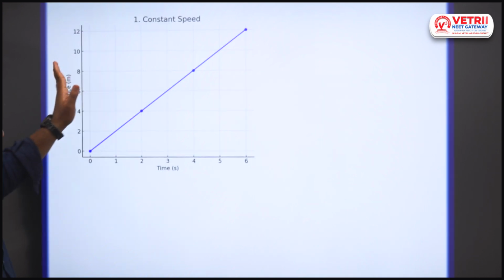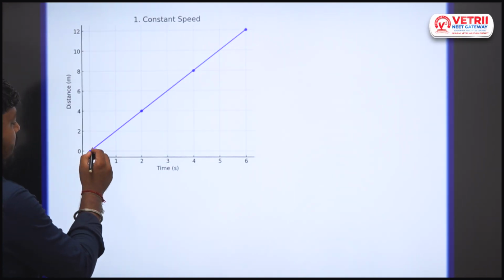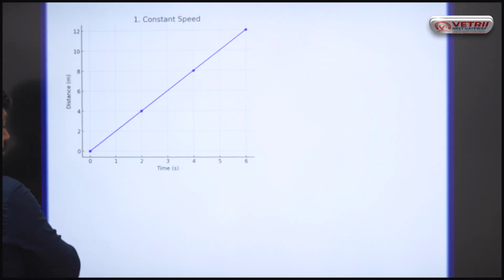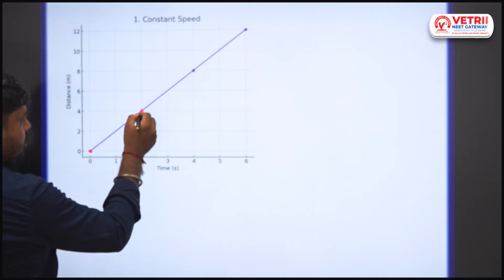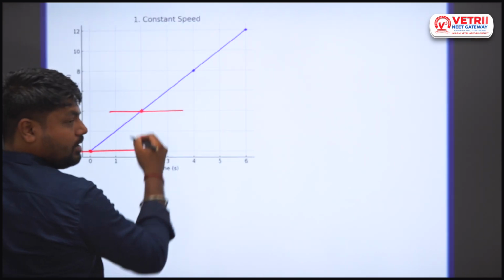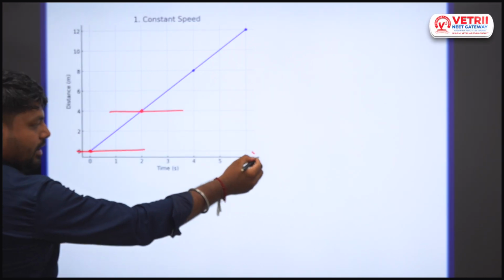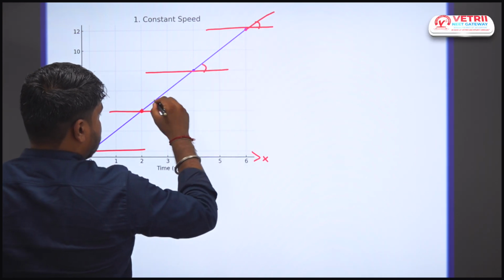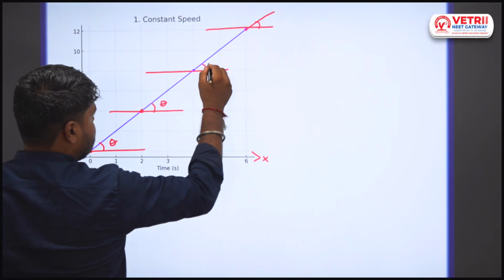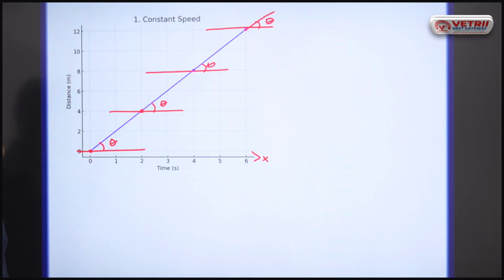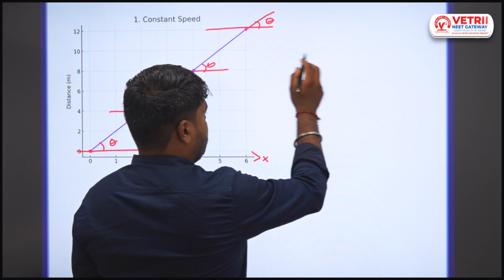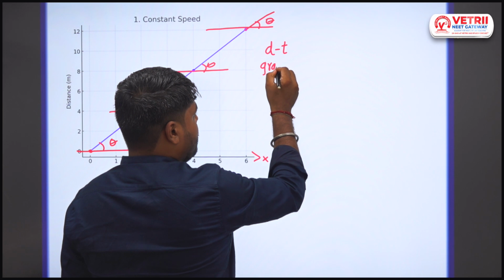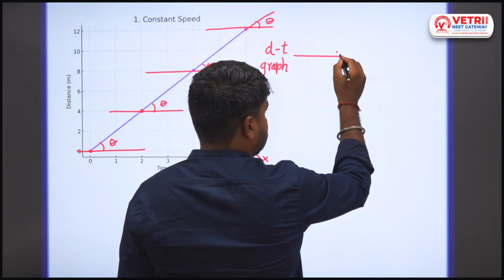Constant speed, right? We have seen the constant speed. At every point, draw a horizontal line, parallel to the x-axis. So the corresponding angles are always the same. All the angles are same. You should remember that. So I will tell you the technique here. Distance time graph.